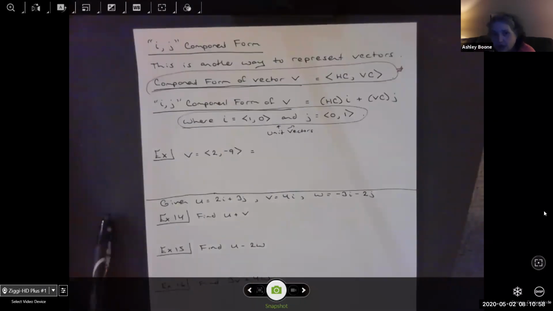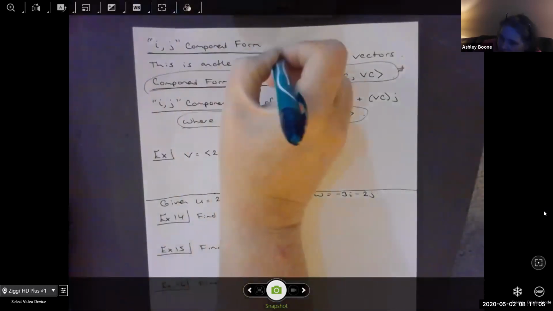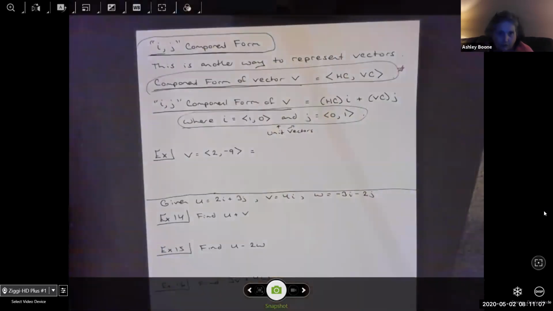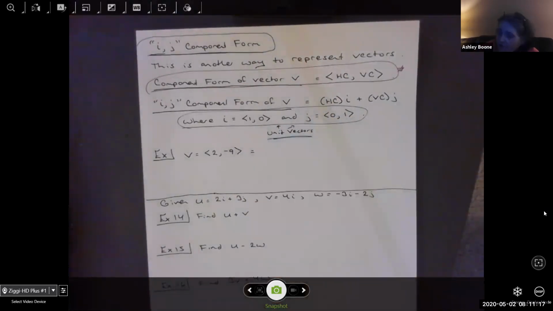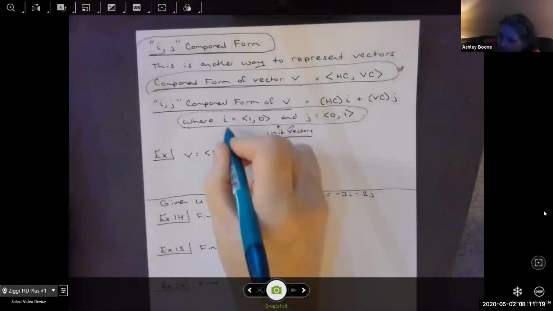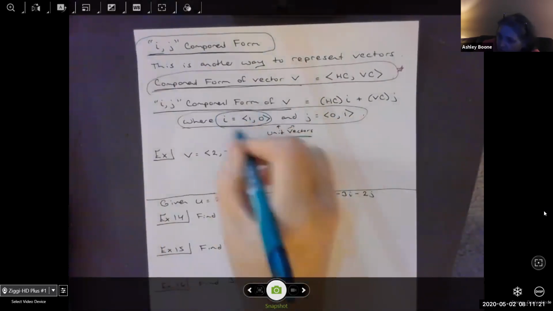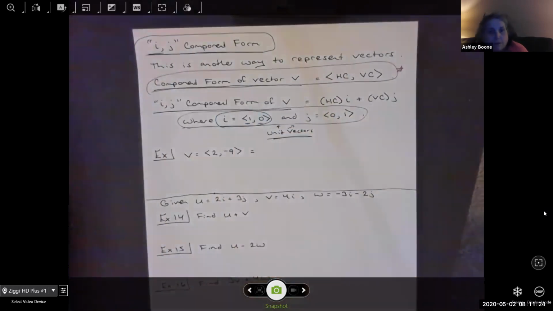We have another type of component form that we can use. We call it IJ component form. A little i, a little j. When we think about IJ, i and j are referred to as unit vectors. Vector i is the vector where the horizontal component is 1, the vertical component is 0.